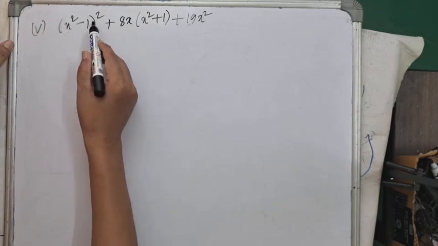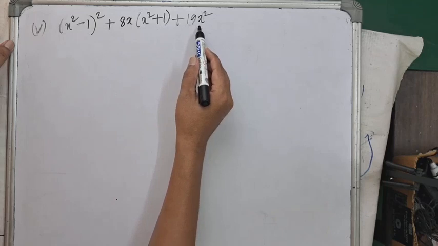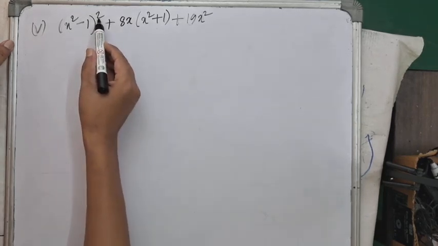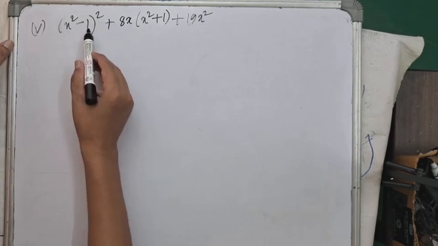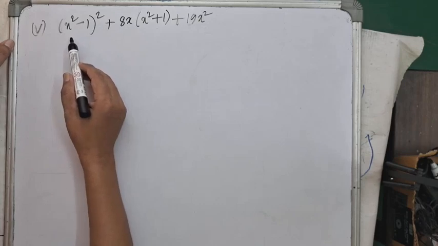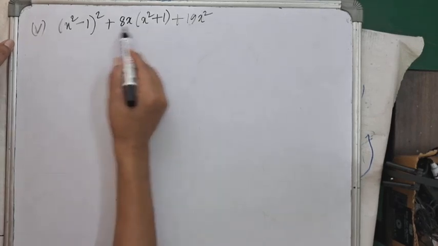X square minus 1 whole square plus 8x into x square plus 1 plus 19x square. So we can assume this as a minus b whole square, isn't it? X square as a and 1 as b. Why am I doing this? Because I am trying to convert this into a plus b form.